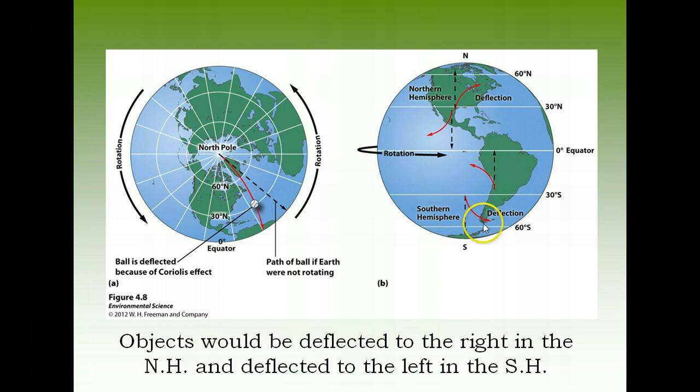If I was in the Southern Hemisphere and I threw an object from the South Pole, it would deflect to the left. So if you kind of imagine putting yourself in this position or this position, they're both actually being deflected left.